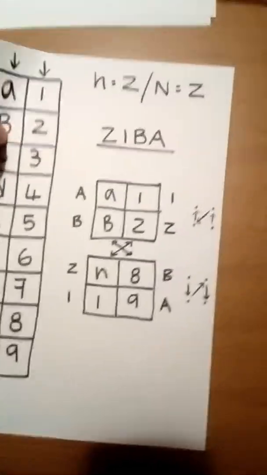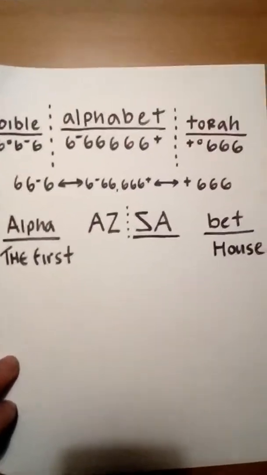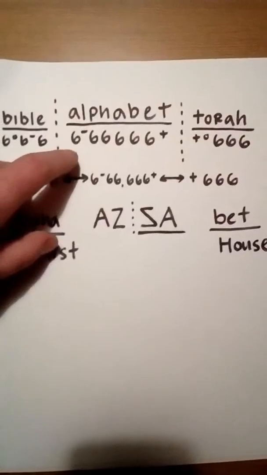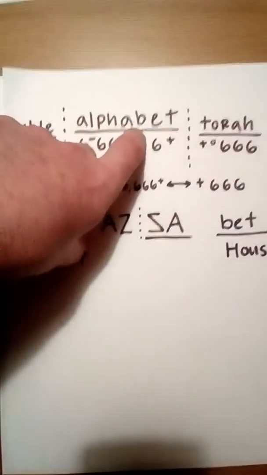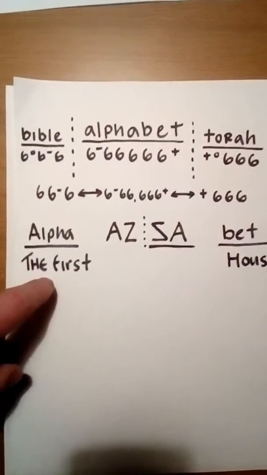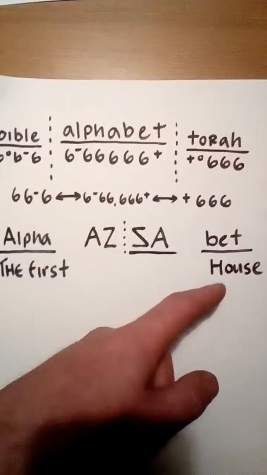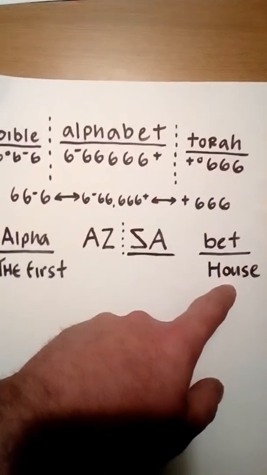So I'm just going to show you now. Here we have the alphabet itself. Now, the alphabet consists of two words really: alpha, which is Greek for the first, and bet, which is Hebrew, or Yiddish, for the word house.